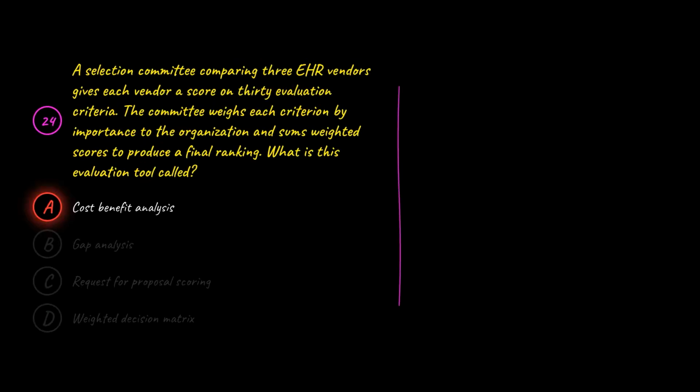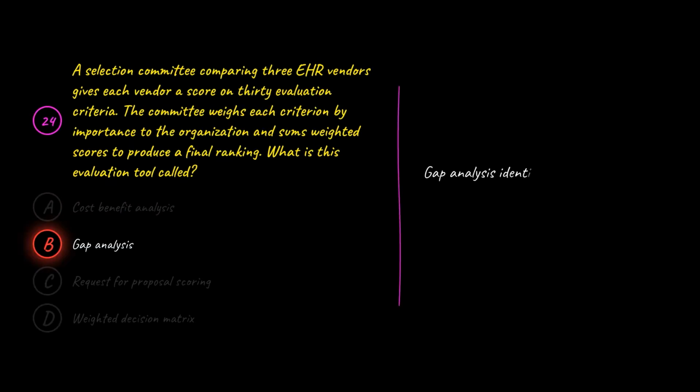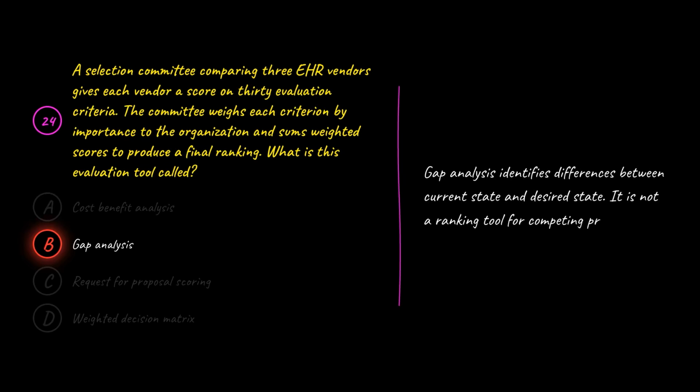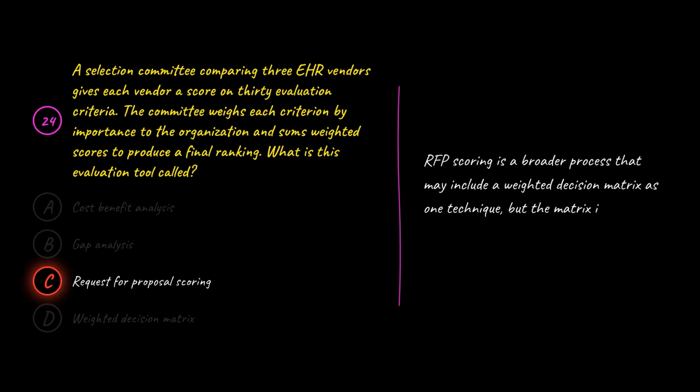A is wrong because cost-benefit analysis compares financial cost against expected benefit for a single option. It does not directly rank multiple vendors on 30 criteria. B is wrong because gap analysis identifies differences between current state and desired state. It is not a ranking tool for competing products. C is wrong because RFP scoring is a broader process that may include a weighted decision matrix as one technique, but the matrix is the specific named tool the committee is using.